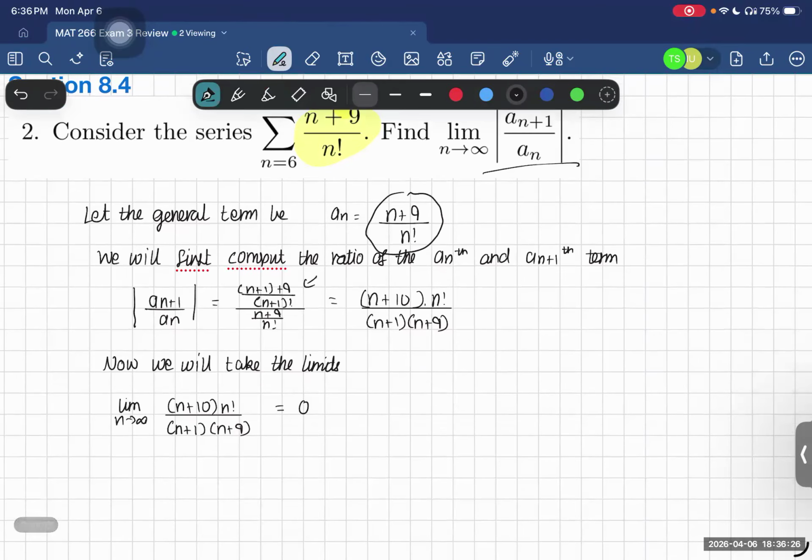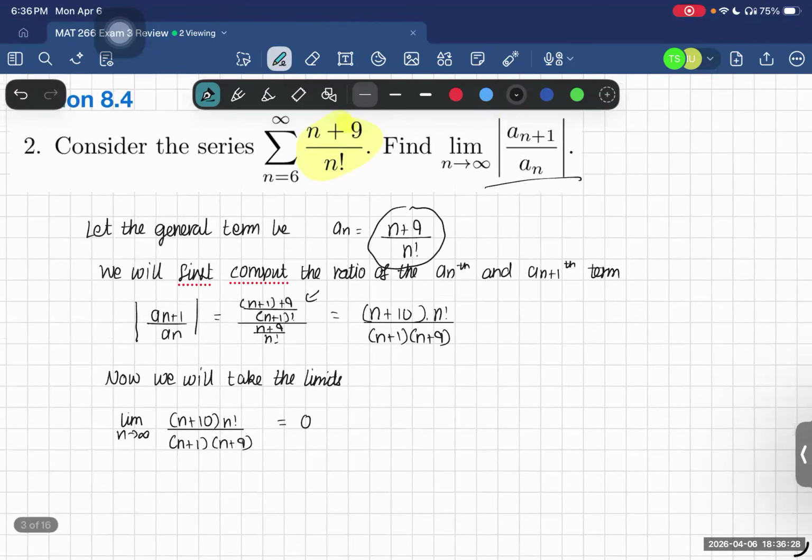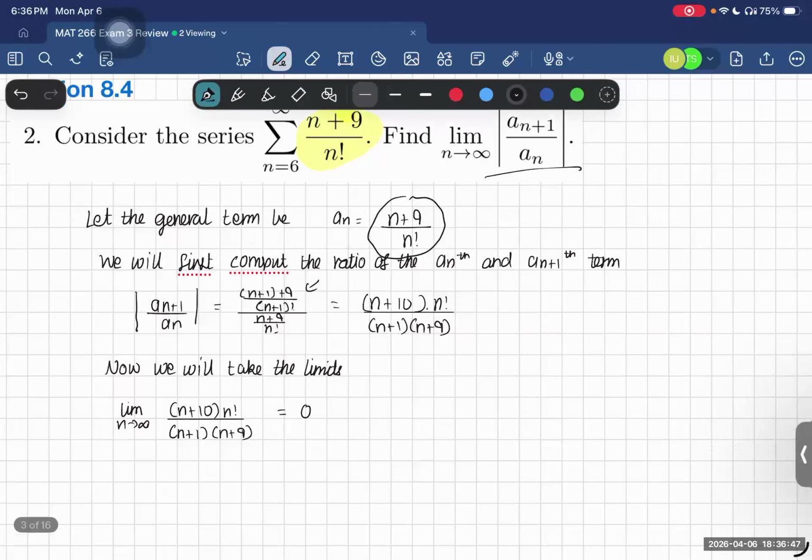So the (n plus 1)th term is just adding plus 1 to all the n terms. So here in the numerator, we add n plus 1 plus 9, and in the denominator, we add (n plus 1), the whole factorial, right? Okay, so now we take the ratio of that. As you see here, we have taken that. And now, if we shift around the values a bit, we get this answer, (n plus 10) times n factorial over (n plus 1) times (n plus 9).